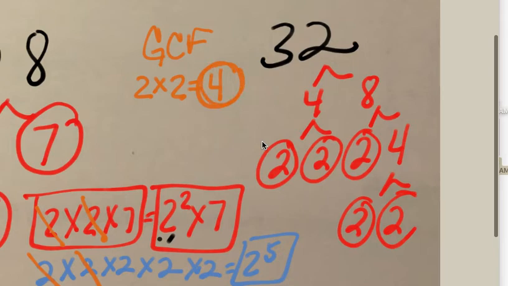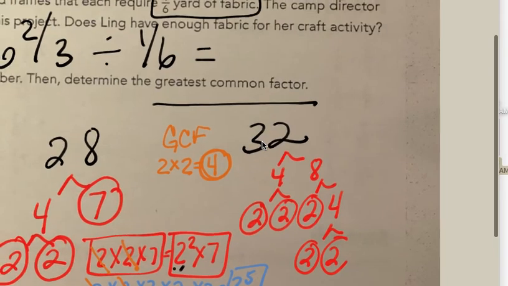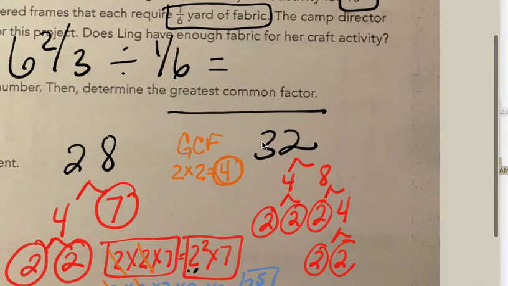Now, a lot of you are probably saying, why did you do all that work, Miss Witt? I could have just told you. I can look at the numbers and tell. Yes, but you also need to know how to do the prime factorization to get the product of the primes, and sometimes we don't always get what we think is the greatest common factor.